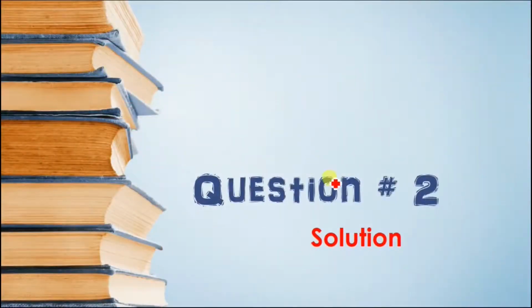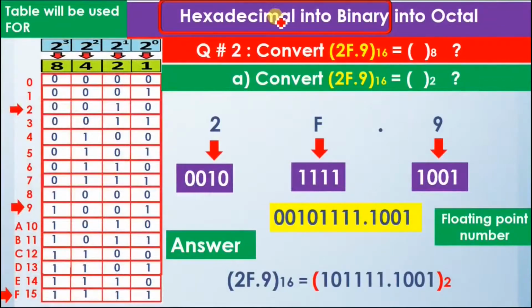Okay, next we move to the solution of question number 2. Here we have to convert a hexadecimal number into octal. And we know that when we are going to convert hexadecimal into octal, first of all, we will convert hexadecimal into binary, and then this binary into octal. So here is part A. First of all, we will convert hexadecimal into binary.